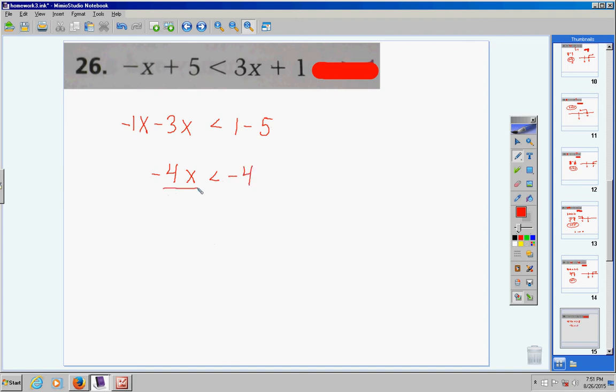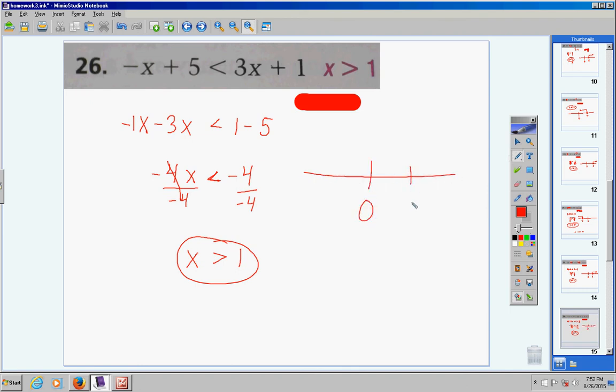Now, notice my bottom number is a negative number. I'm dividing by a negative number, so I must turn the arrow. It was pointing this way. Now it's pointing this way. Negative divided by a negative is positive. 4 divided by 4 is 1. Here these cancel, leaving you with x. X is greater than 1. Now let's see if that is true. Let's see if that's the right answer. Yes, it is.